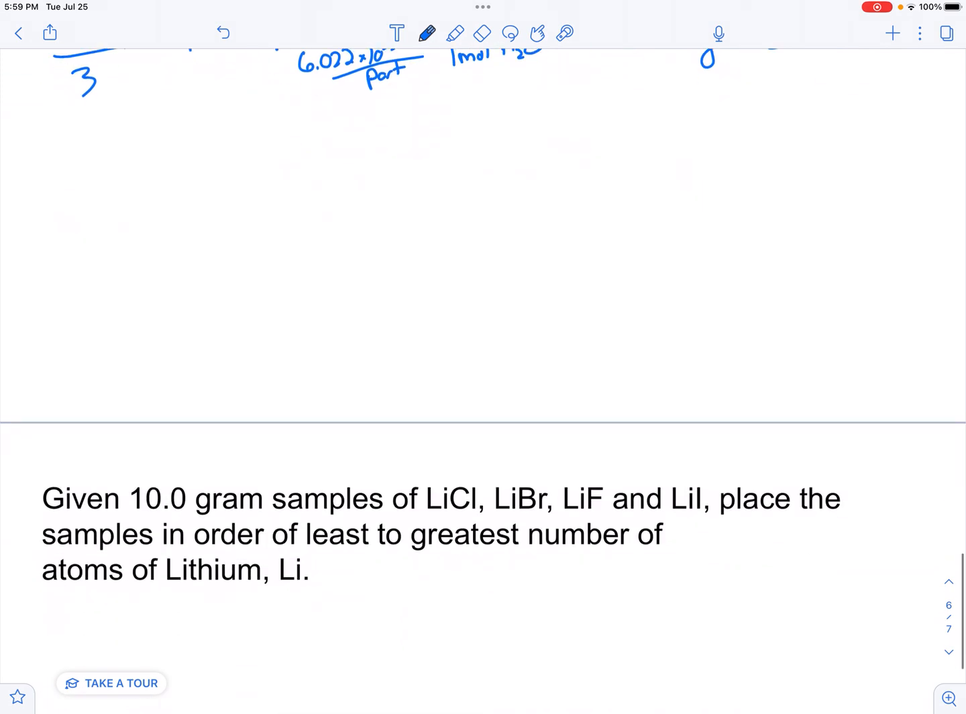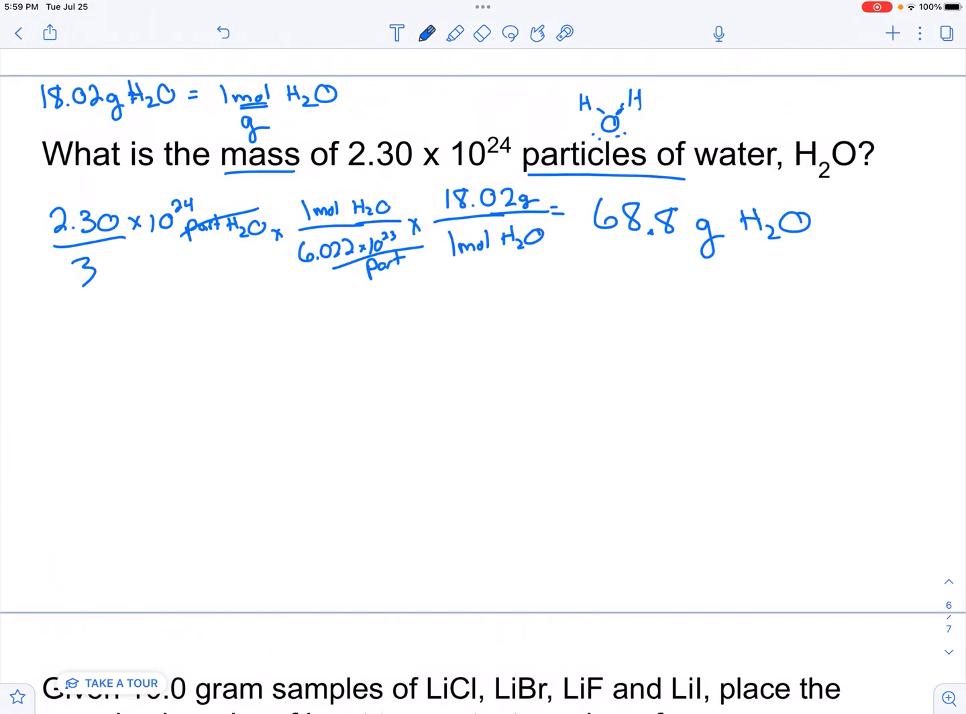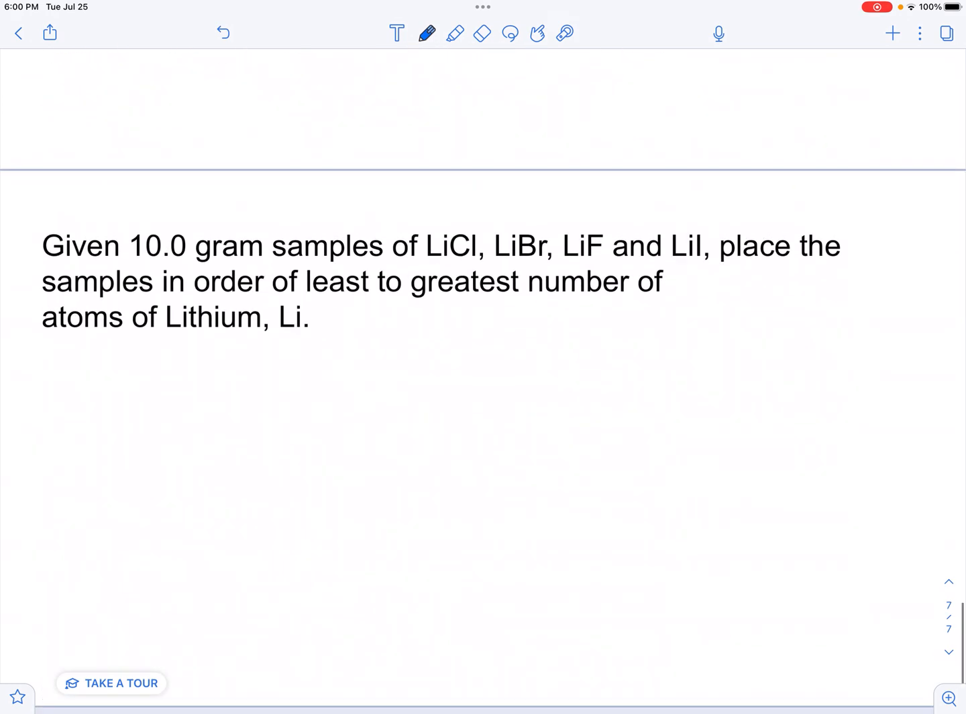There we go. Okay, so again, mass is always going to be in grams. If you see mass of something and you're coming from particles or atoms, and usually we're coming from particles, you're going to need the mass in the periodic table, or the molar mass.